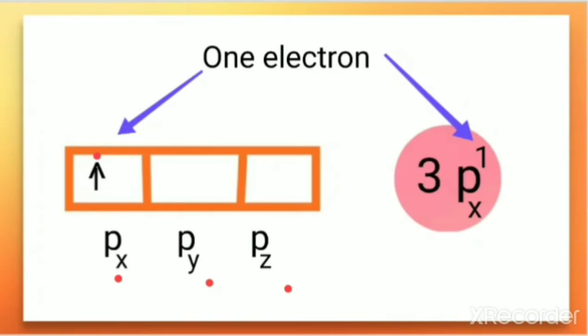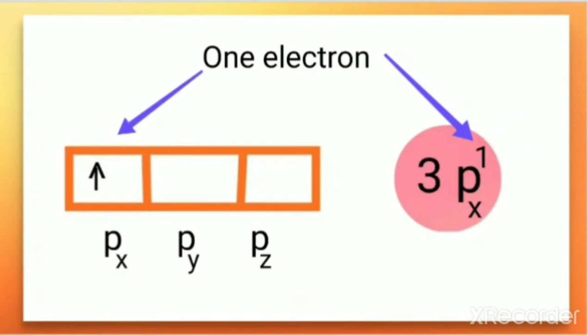So when you look at the notation, only one electron is present. So we have to make one single arrow. And in one orbital, maximum 2 electrons can be accommodated. So that means here there is already one electron, so one more electron can be accommodated here. So maximum only 2 electrons can be accommodated in a single orbital.